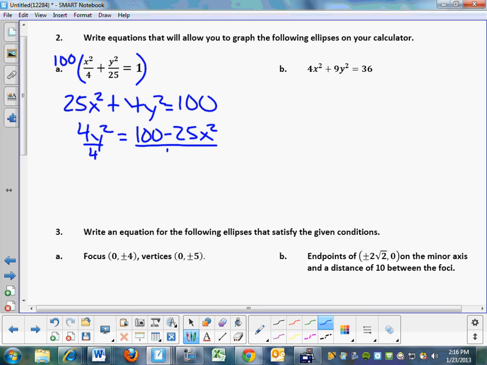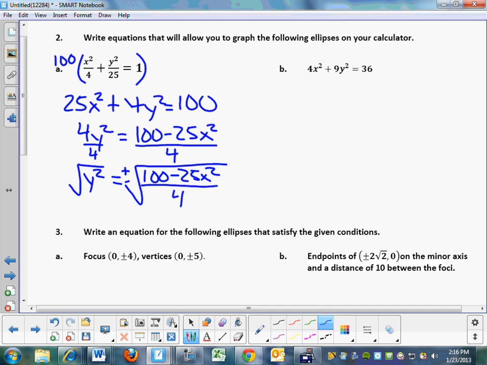Divide by 4 and square root. y squared equals 100 minus 25x squared over 4. Square root. When you square root a variable, you need to have a positive and a negative. And so all I did was solve for y.